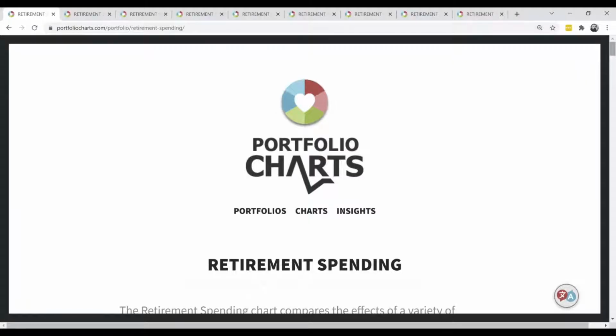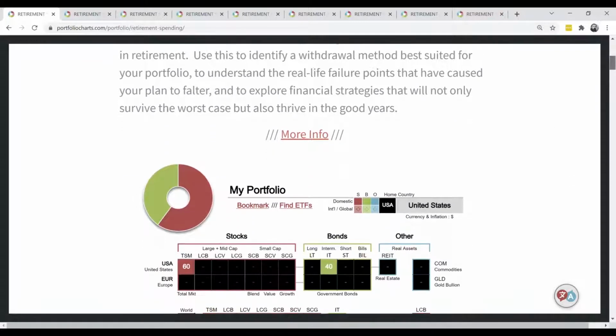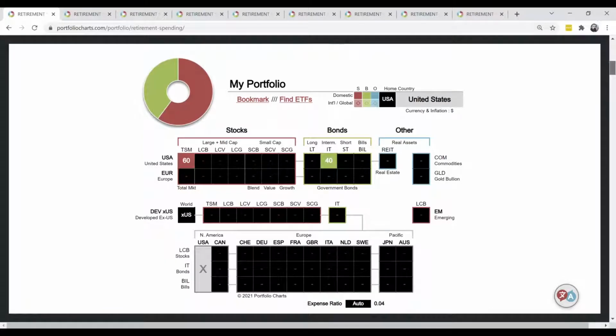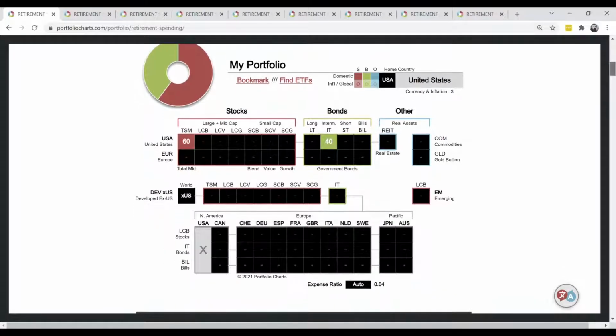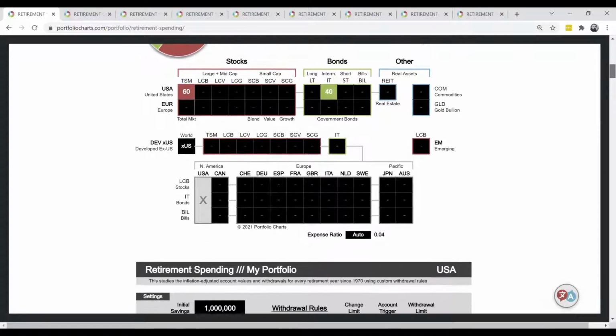And so now we can scroll down in this calculator. And you see it already has a portfolio put in here. It starts at the 60-40 portfolio, 60% stocks and 40% intermediate term treasury bonds, but then you can change these boxes to make it match your personal portfolio, which we'll be doing here as we go along.